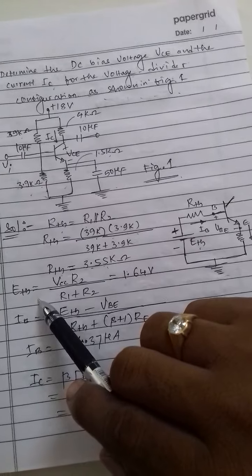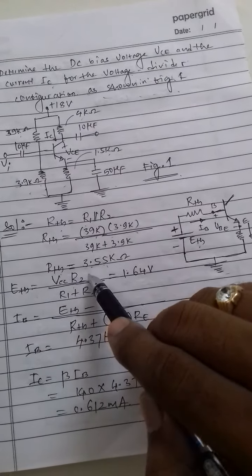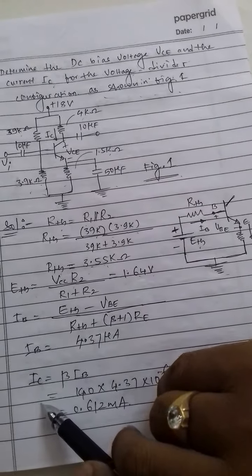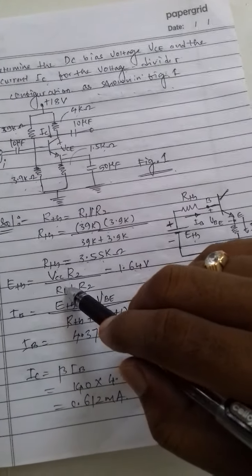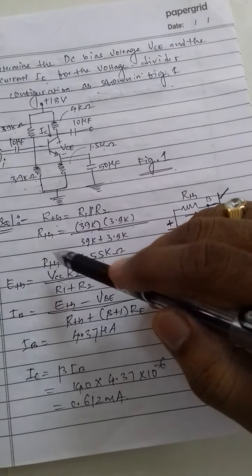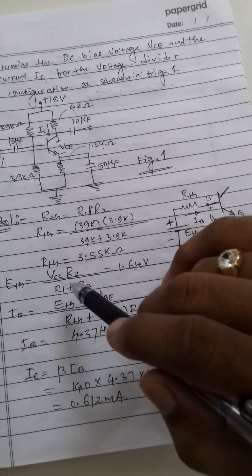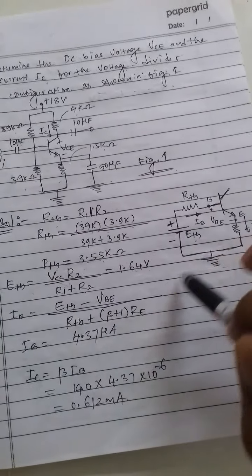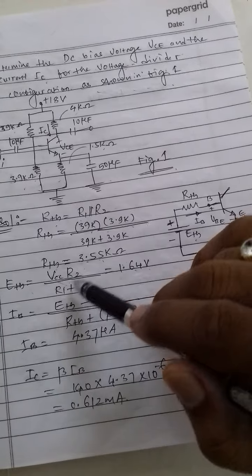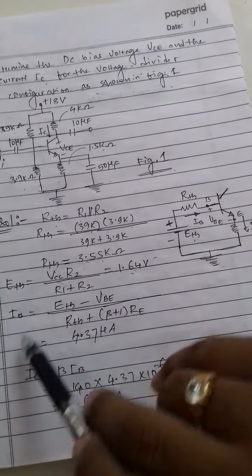The Thevenin's voltage is VCC R2 upon R1 plus R2, which is equal to 1.64 volts, because VCC is given as 18 volts and R2 is given as 3.9 kilo ohms. So the Thevenin's equivalent voltage ETH is equal to VCC R2 upon R1 plus R2.